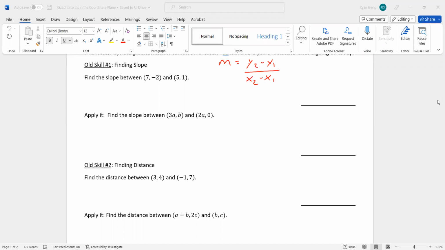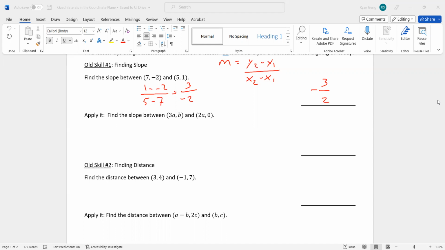Just going to do it real quick just to show you that we've done it. Y2 is 1, y1 is -2, so 1 minus -2 over x2 is 5 minus 7. 1 minus -2 is 1 plus 2, so that's 3 over -2. So the slope on this is -3 over 2. That is not what I'm going to be asking you to do. What I'm going to be asking you to do is more of what's on the apply it.